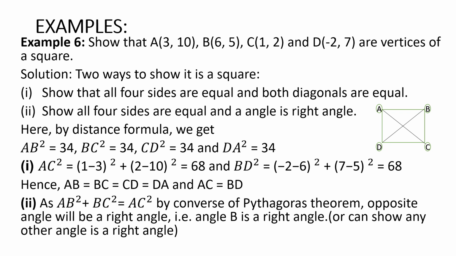Now by the distance formula, first of all, we will find the distance between the points. So you have the square ABCD. So we find AB square, BC square, CD square and DA square using the distance formula.